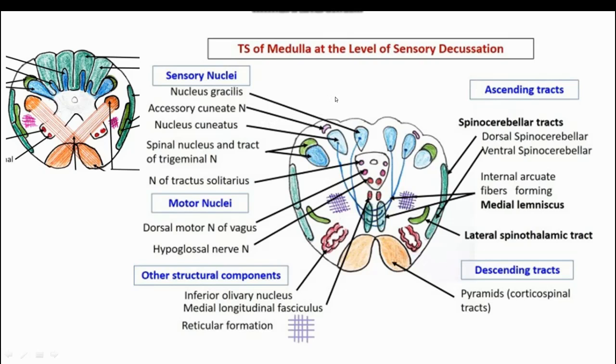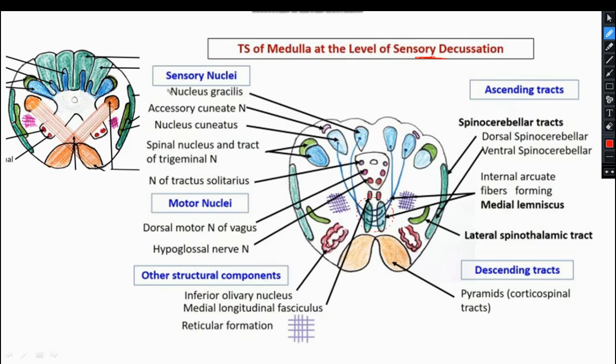So we will see this transverse section of the medulla at the level of sensory decussation, and this image is here. We can see this is what we have seen just now. This is at the level of sensory decussation. Here the sensory decussation is taking place. See, this is the point of sensory decussation.